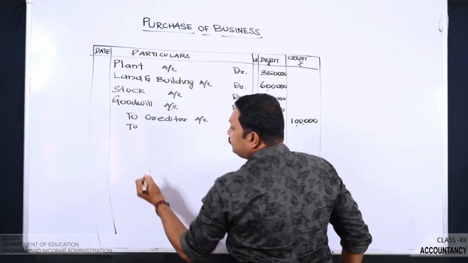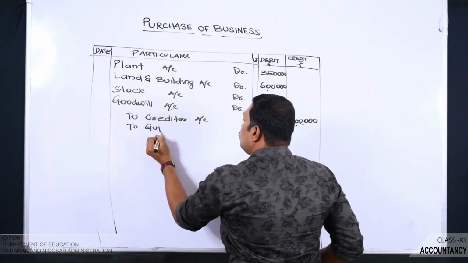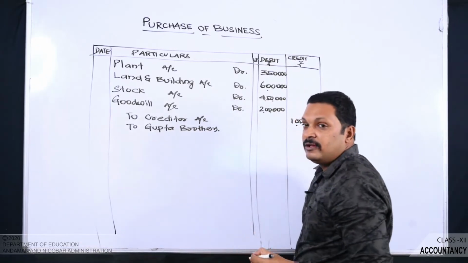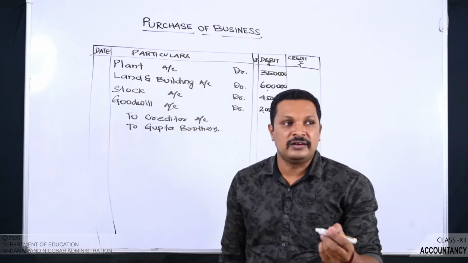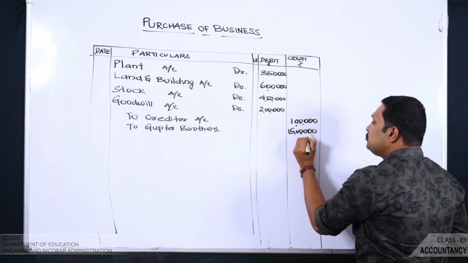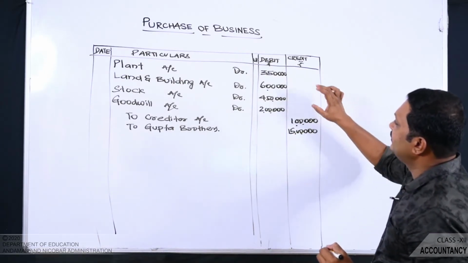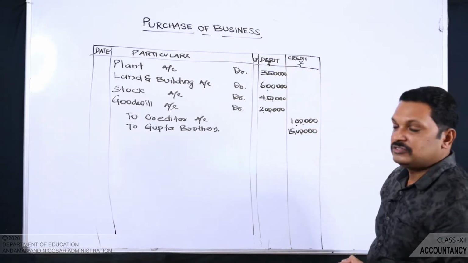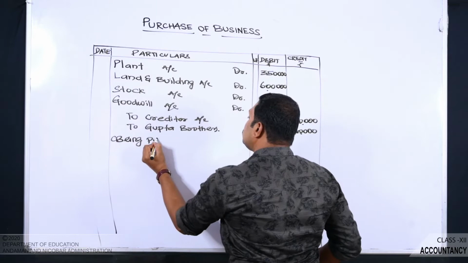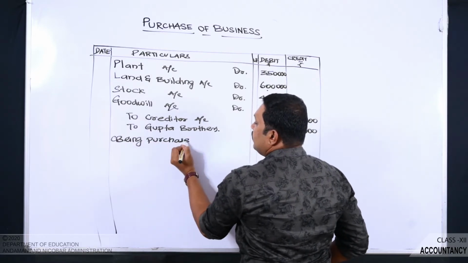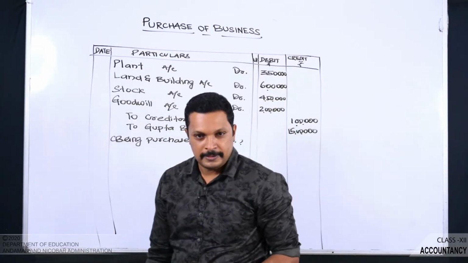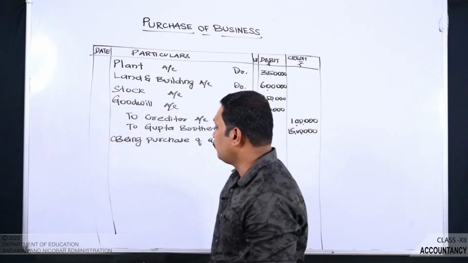And how much are we paying to Gupta brothers? We are paying 15,000 shares at the rate of 100 each, costing 15 lakh. Now check whether it is tallied. 15 plus 1 is 16 lakh, and 14 plus 2 is 16 lakh. Being purchase of Gupta brothers. So we purchased the business of Gupta brothers.